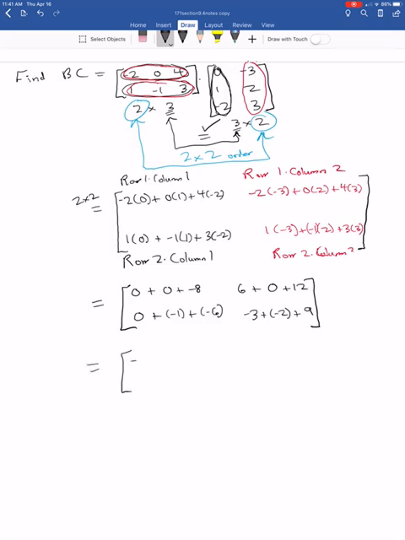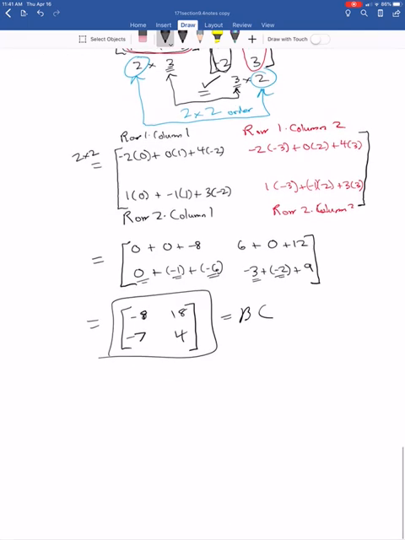So in the end, I got 0 plus 0 plus -8, which is -8. 6 plus 0 plus 12, that's 18. 0 plus -1 plus -6, that's -7. -3 plus -2 is -5, plus 9 is 4. So there's our product, BC. You can check it, put it in your calculator, and double check it.